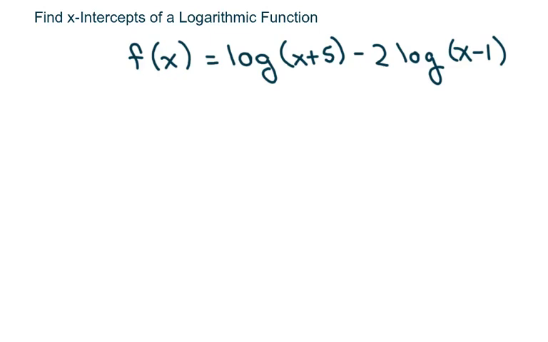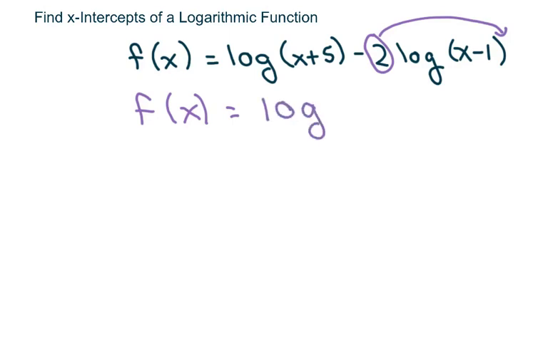Hi everyone, we're going to find the x-intercepts of this logarithmic function, and the first thing I'm going to do is condense it by using the power property, moving the 2 here, and then using the difference, the quotient property. So I can condense this into a single logarithm, and this would be x plus 5 over x minus 1 squared, because I moved the 2 over here.